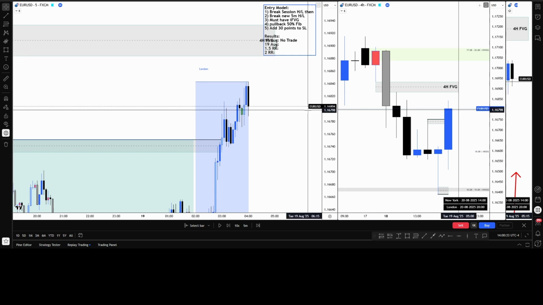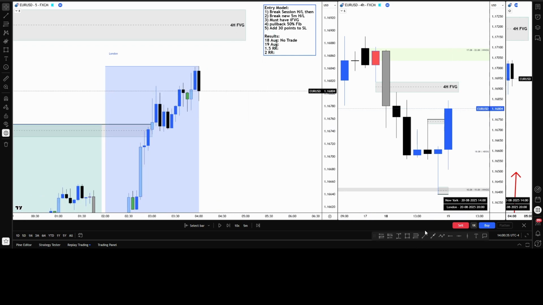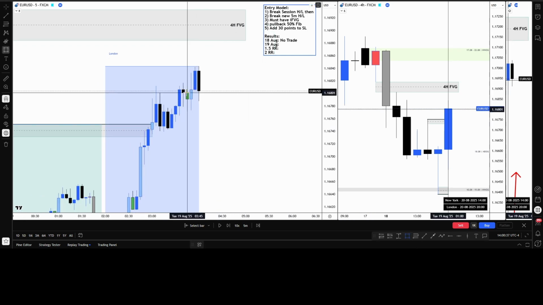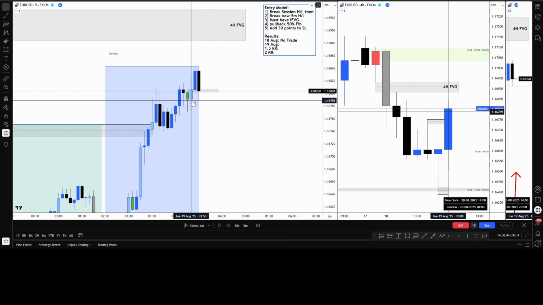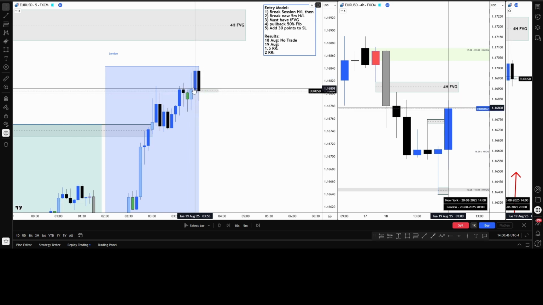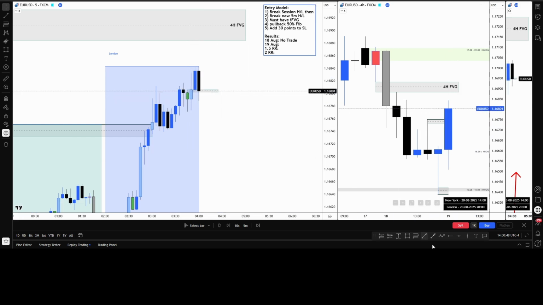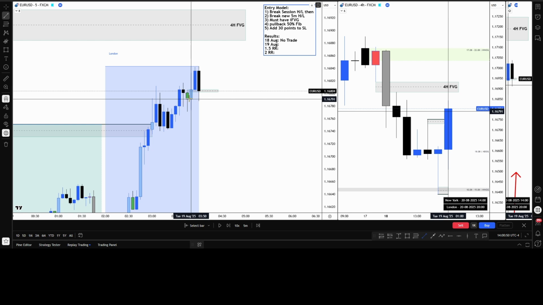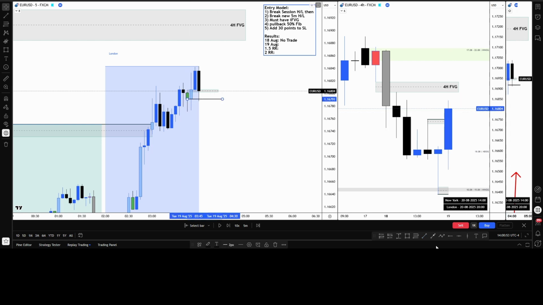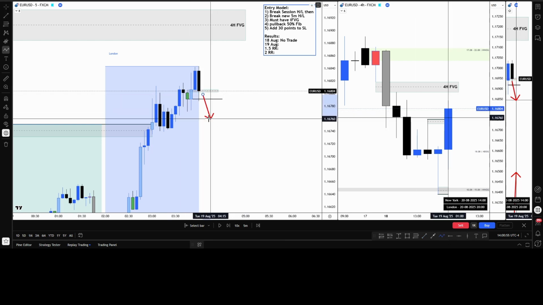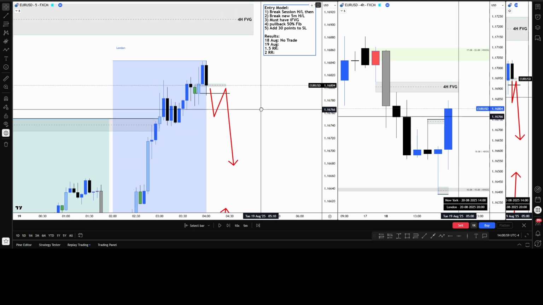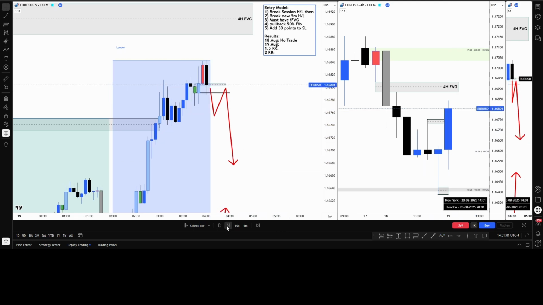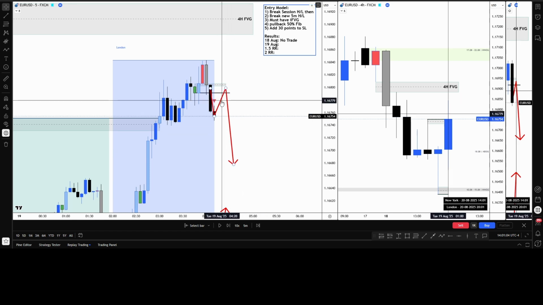Okay, here we have an entry model. Of course, there is a bullish order block here with a fair value gap. So what are we waiting for? We're waiting for price to close here, and then retest for a sell. So let's see. Alright, we're actually getting that move, great.